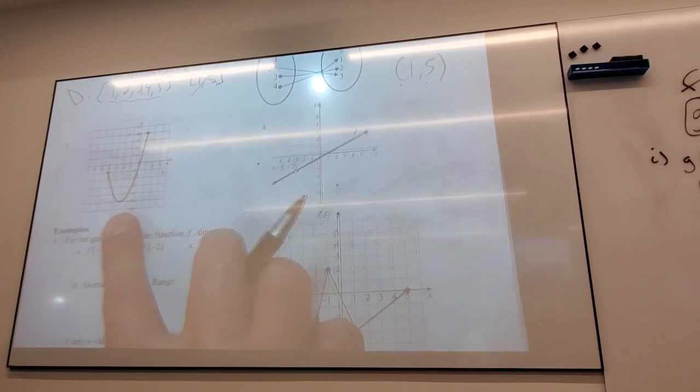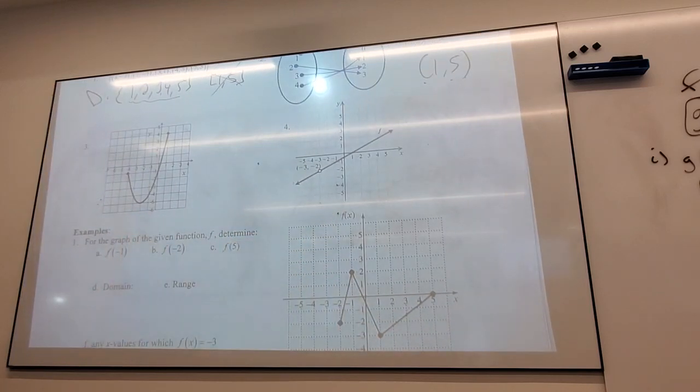What about this guy? Obviously, he's a function because he passes the vertical line test, right? What is the domain, though?